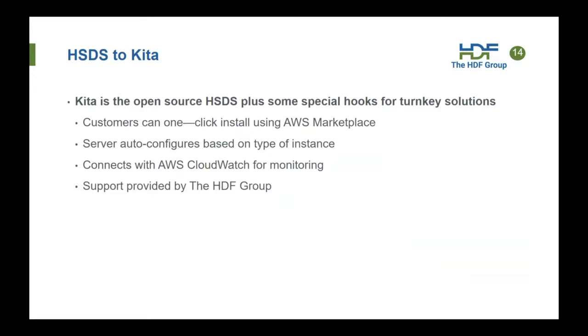Finally, for Kita, we took the open source HSDS project and added some special hooks for customers who are looking for a turnkey solution. For Amazon, we have an AWS Marketplace product that you can click on and it seamlessly installs the server on your machine. Marketplace is kind of like the app store for server apps in Amazon. When that's installed, the server auto-configures based on the type of instance it's installed on, connects with AWS CloudWatch for monitoring, and we provide support for the system.